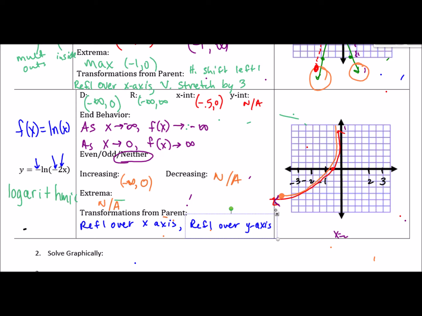Okay, then this 2 right here, we're multiplying inside. So inside automatically means I'm going to have something horizontal. Because I'm multiplying, it's either a stretch or a shrink, but we don't call it off of this guy. We look at his reciprocal. So there's his reciprocal. Now, looking at that number, if I multiplied by it, would my numbers get smaller or bigger? Smaller. So that one's going to be a horizontal shrink by 1/2.